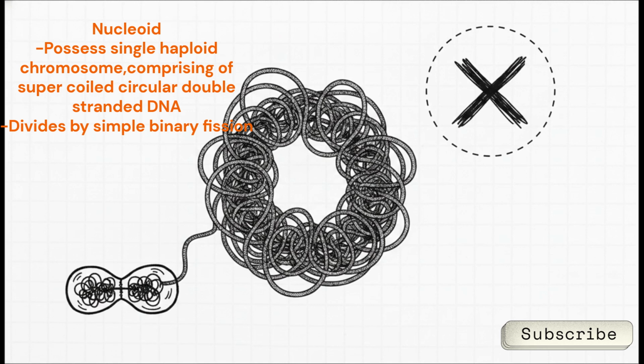Bacteria don't bother with the true nucleus. There's no nuclear membrane, no nucleolus. Instead, their genetic material just sits completely exposed in this irregularly shaped region we call the nucleoid. It's pretty much just a single haploid chromosome made of supercoiled, circular, double-stranded DNA. And when it's time to multiply, it just divides by simple binary fission. No complex mitosis to worry about here.